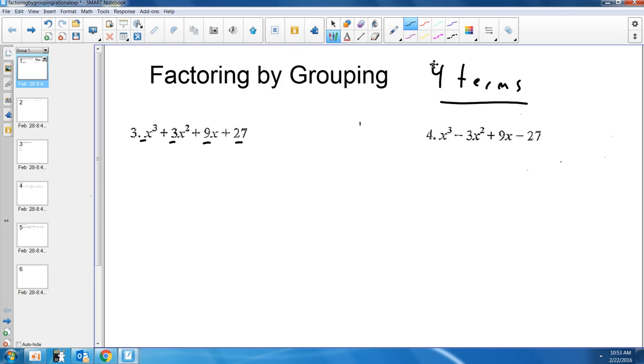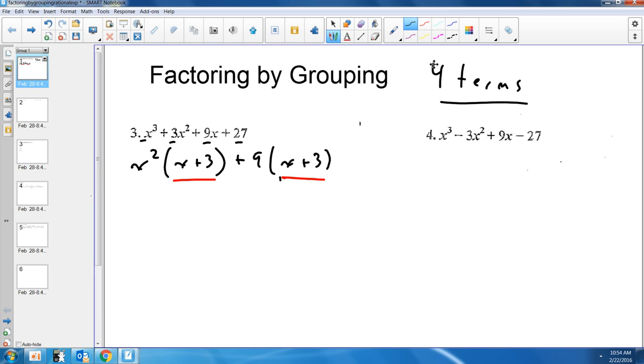I like to look at the coefficients and just make sure they match up before I go ahead and do it. But by looking at this, and this doesn't happen every time, the ratios have to be the same in order to group. But you're basically just factoring an x squared out of the first two, and you're factoring a 9 out of the second two, and you're going to see that both of these have the same thing, and it's like common terms here.